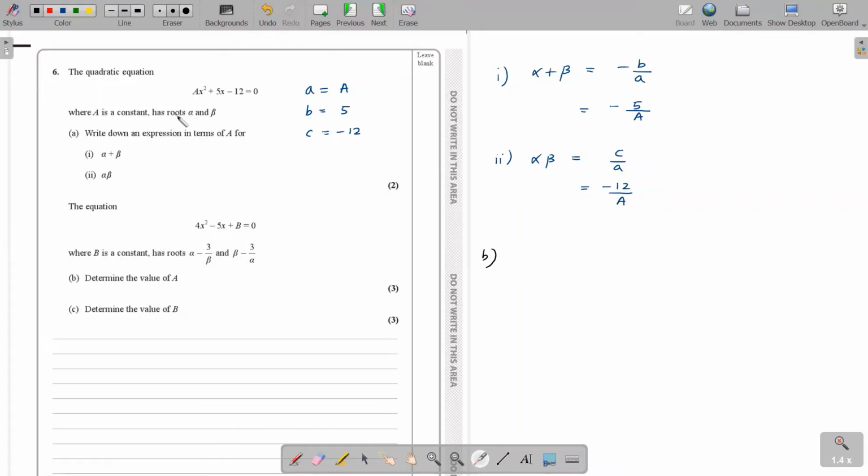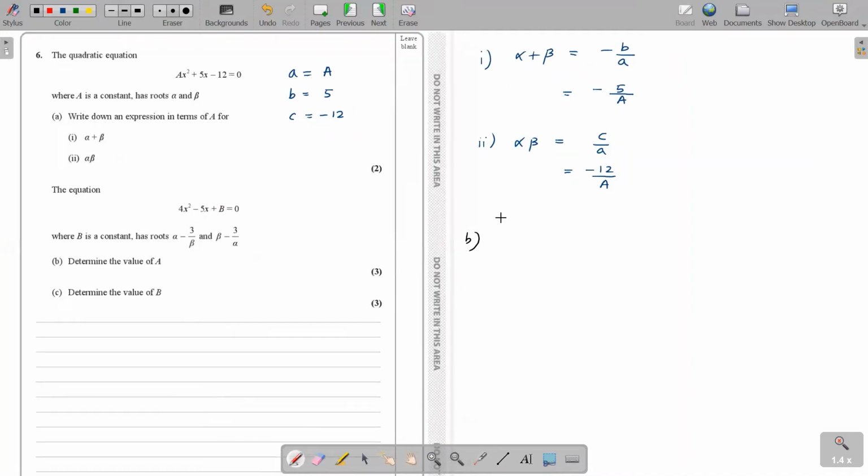You can see the first equation had roots alpha and beta, while the other equation has a completely different set of roots. Can you see? So you cannot say that these two are the same. They are not the same, definitely. So what we do here is, shall we go with the sum of roots and product of roots?